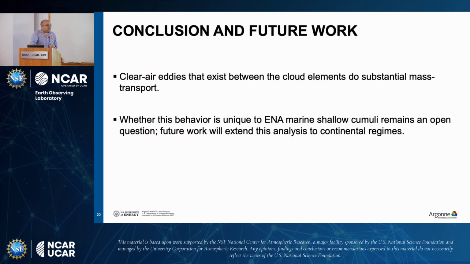So the grand conclusion, if you want one line, is that the clear air eddies that exist between the cloud elements probably should not be ignored. They do substantial transport. They have updrafts, so they actually vent air from the mixed layer above into the troposphere. That venting effect is really not accounted for many times. And they also do substantial transport in terms of downdraft. That's entrainment, adding mass, which is pretty substantial in this case.